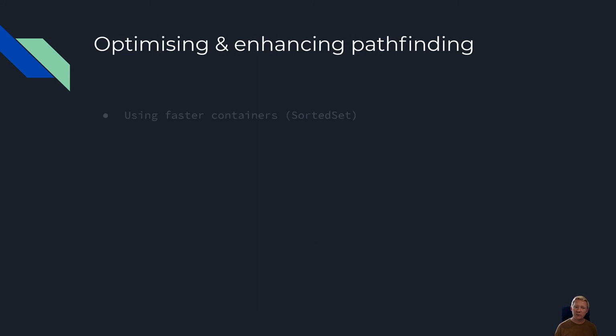Then we're going to look at how we can make it faster. So we're going to go a little bit lower level with containers, using something called sorted set, so being able to optimize the general performance of our pathfind, because it'll already be fast, but we're going to make it faster.